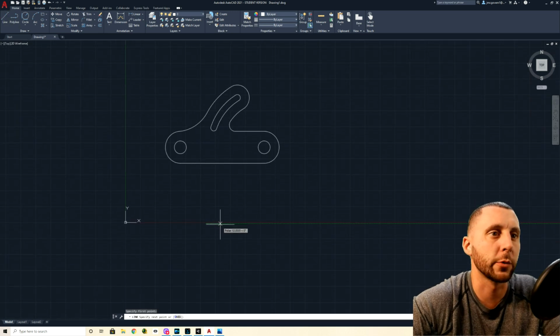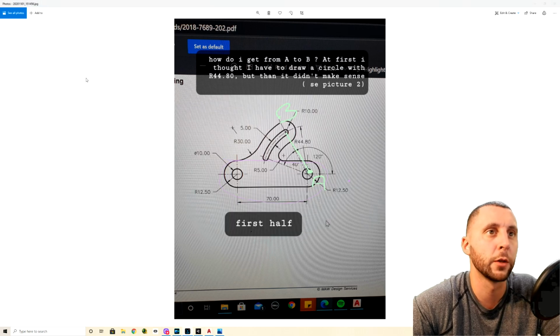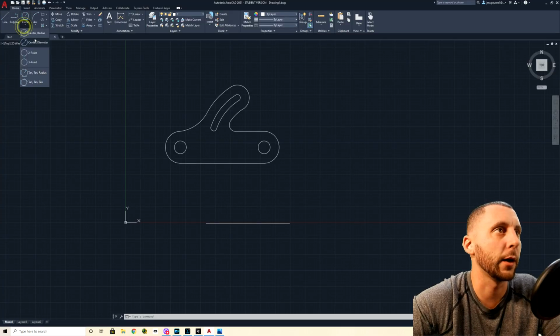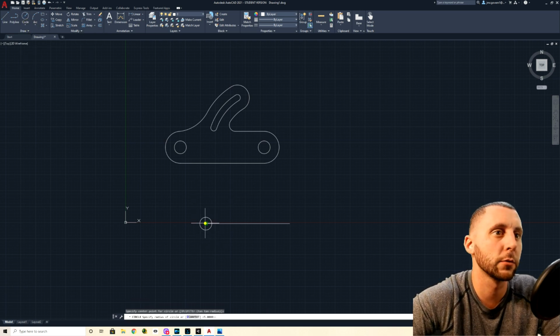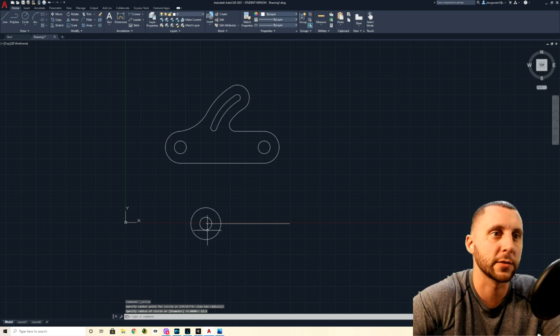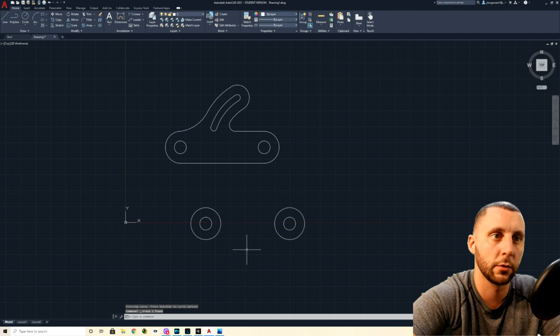What I would do first is draw 70 across. Those two circles are a radius 12.5. Let me just make sure that I am recording. I am. Nice. Radius 12.5, diameter 10. Sorry, I did that backwards. Diameter 10, radius 12.5. So we've got a diameter 10 and a radius 12.5. Then I'm going to select both of those circles and use copy, grab it from the middle and put it at the other middle. And I no longer need that line.